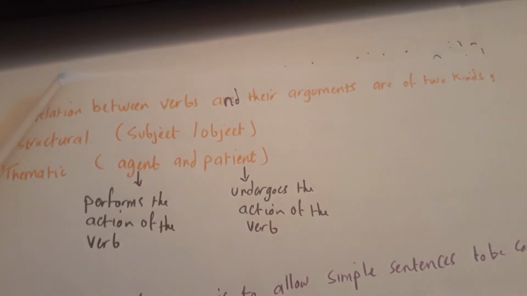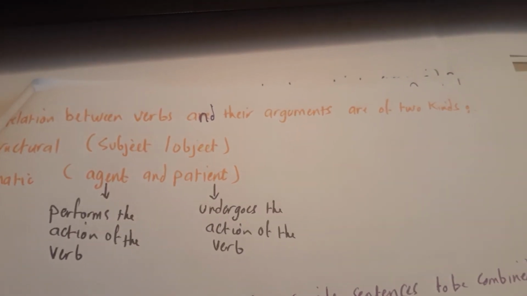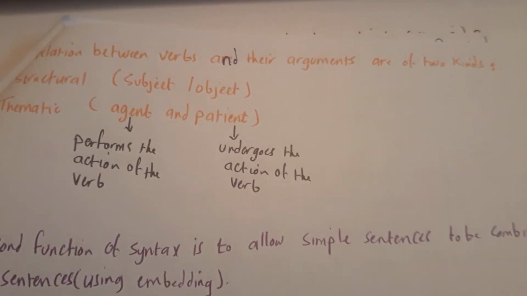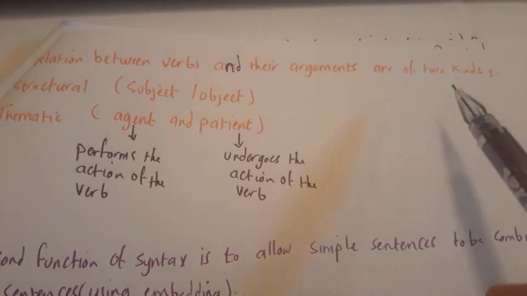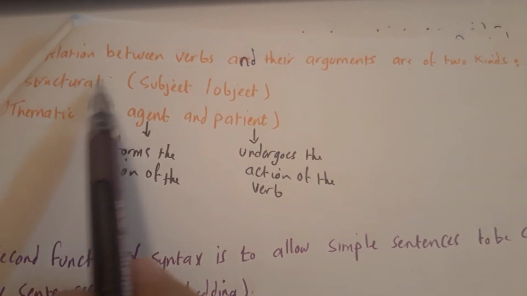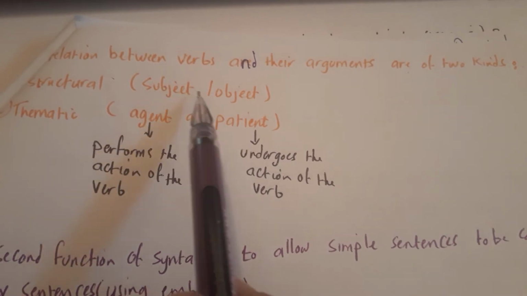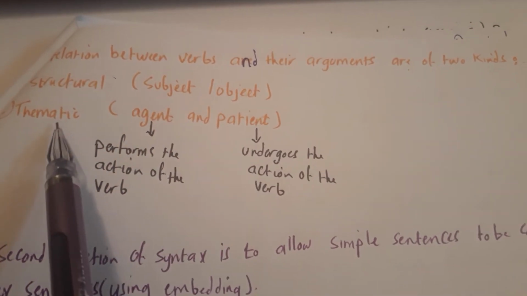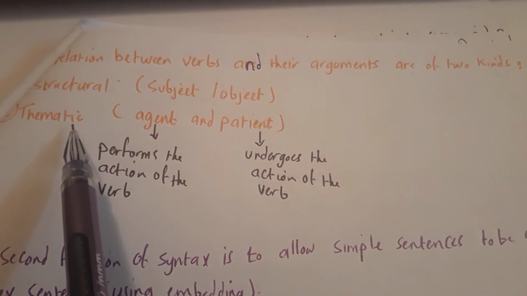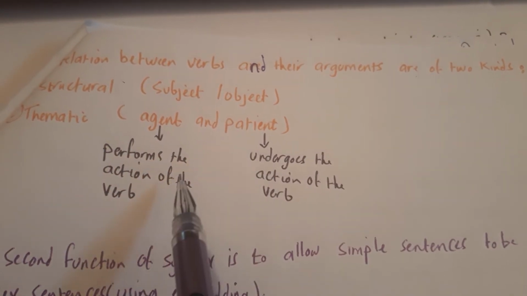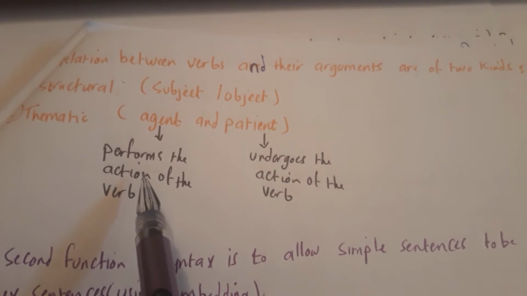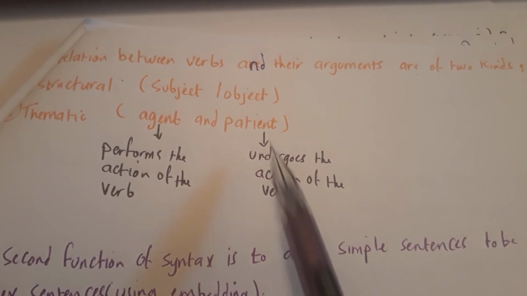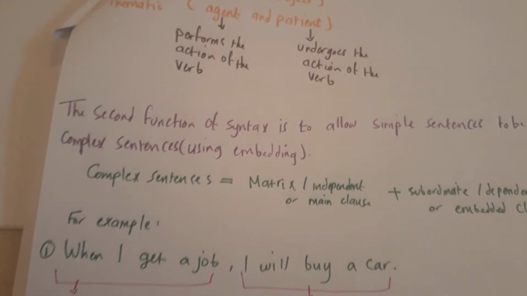Okay, another point to add here is that we can interpret the relationship between the verb and their arguments in two ways, syntactically or semantically. Now, they must be of two kinds. Structurally, it means syntactically. We use syntactic terms such as subject and object, or thematically, which refers to the semantic interpretation, referring to the agent and the patient. As you can see, the agent performs the action of the verb, and the patient is the argument that undergoes the action of the verb.